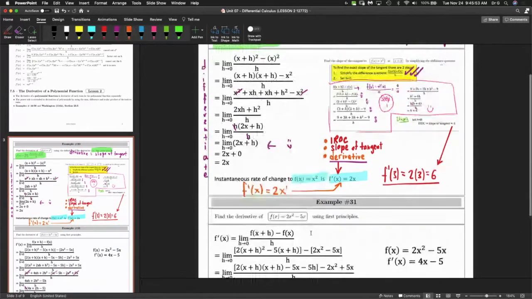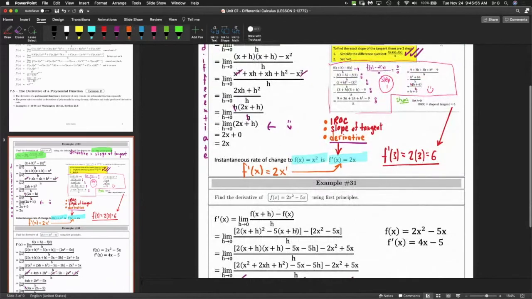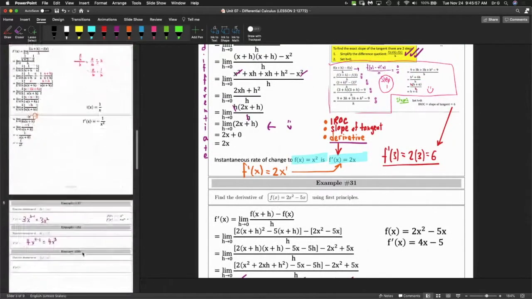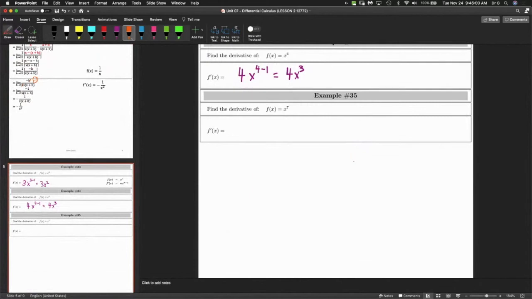How about this one? Oh, wait a second, there are 2 terms there, but we'll come back to that one later. Let's go to 35 now. You could answer every question we've done thus far using this rule. So x to the 7, what is the derivative? Yep, 7x, and don't forget, you've got to take 7 minus 1, so 6 there.